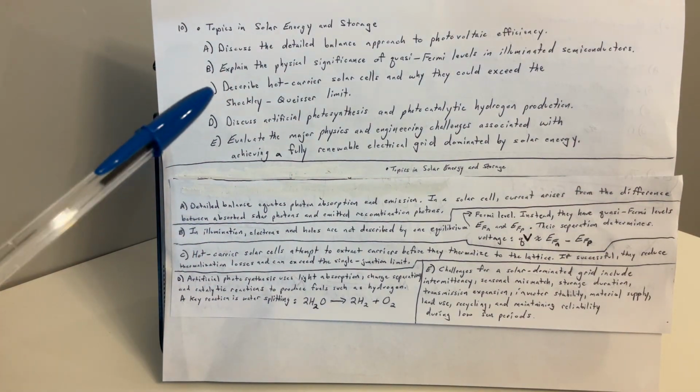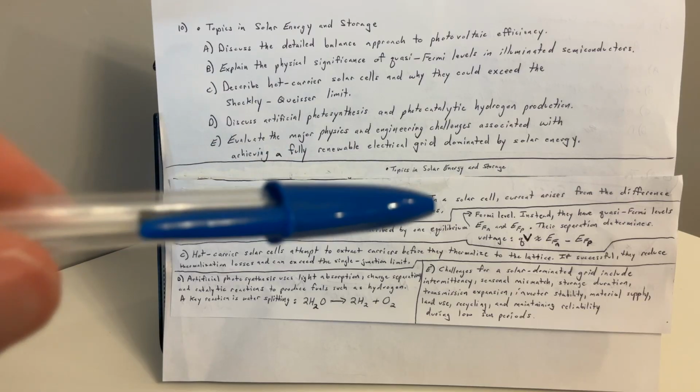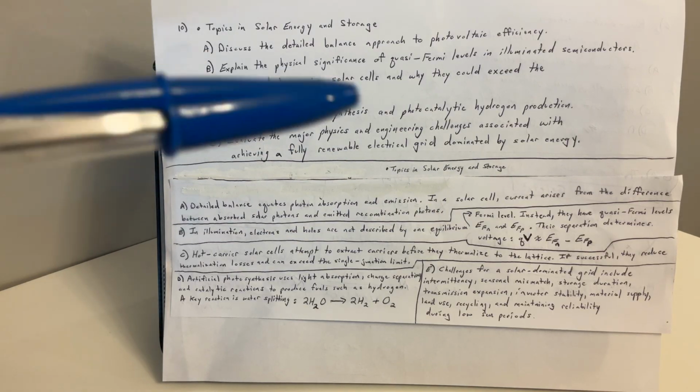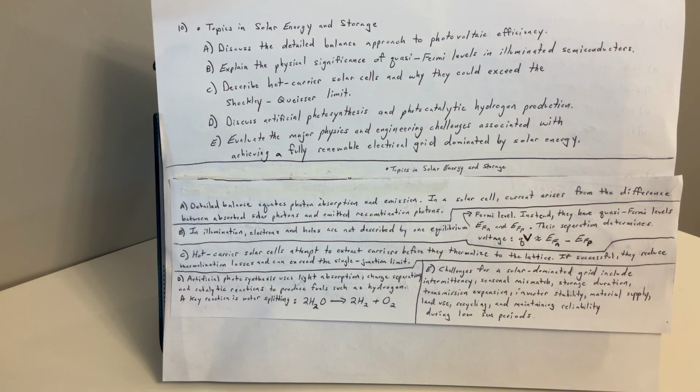Topics in solar energy and storage. For letter A, discuss the detailed balance approach to photovoltaic efficiency. So A, detailed balance equates photon absorption and emission. In a solar cell, current arises from the difference between absorbed solar photons and emitted recombination photons.